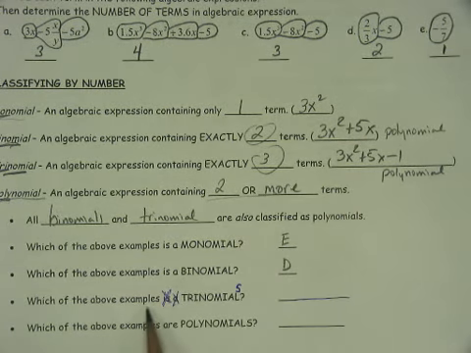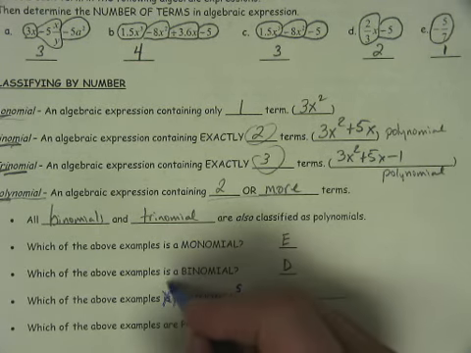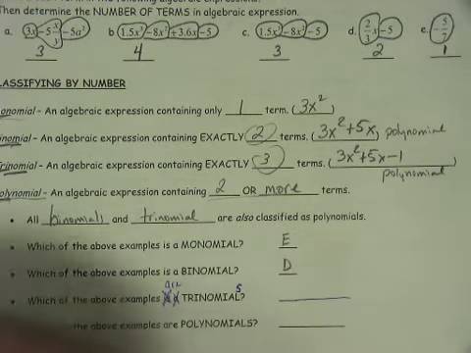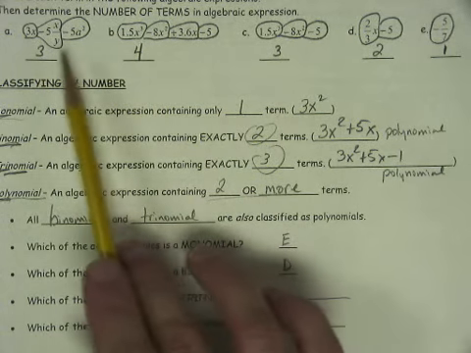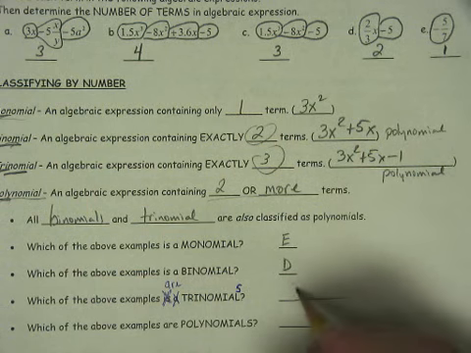Which of the above examples, we need to probably put an R in here, are trinomials? Well, we've got 2 trinomials. We've got 2 of them that are 3 terms. So A and C are trinomials.